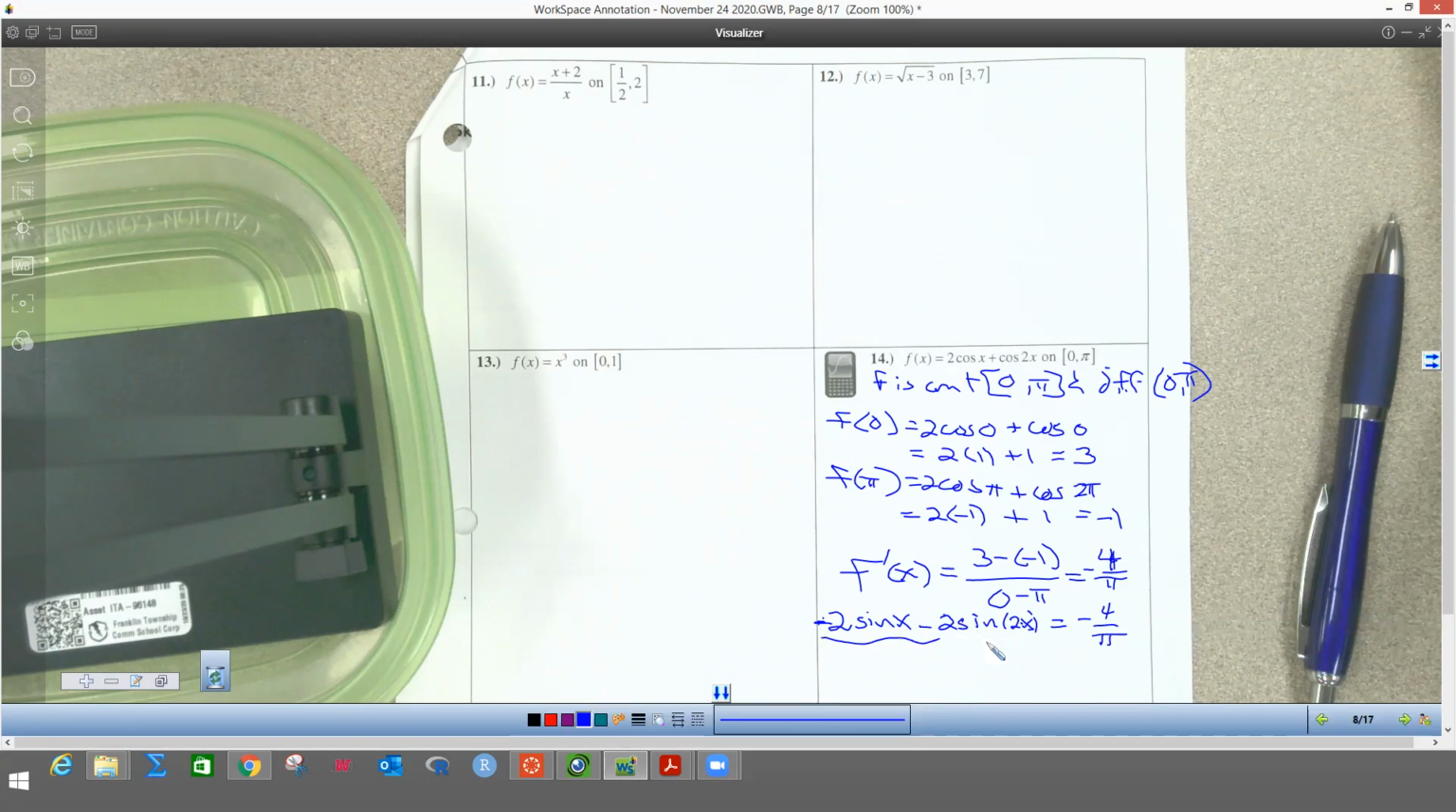So I'm going to stick this thing right here into y1. I'm going to stick this thing right here into y2. And then I'm going to see where those intersect. And remember, I'm only worried about from 0 to pi. So I'm going to come back to my calculator, and let me put my calculator back up on the screen.